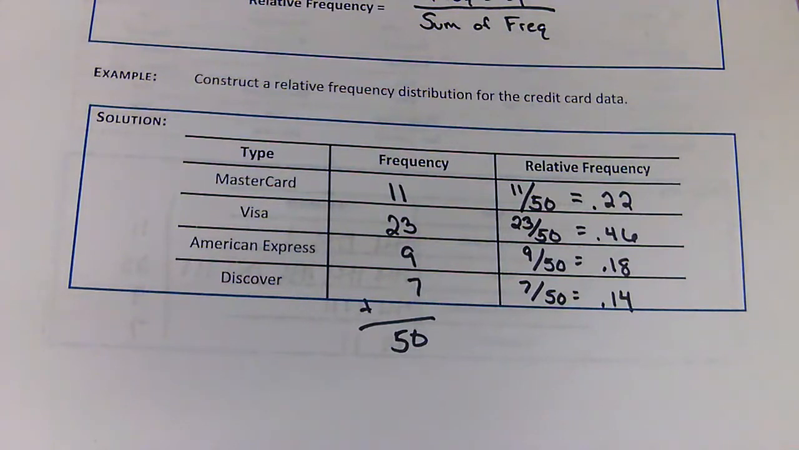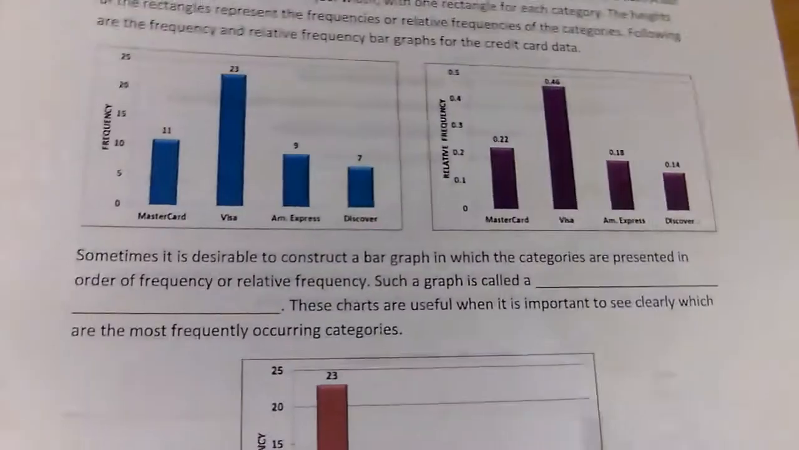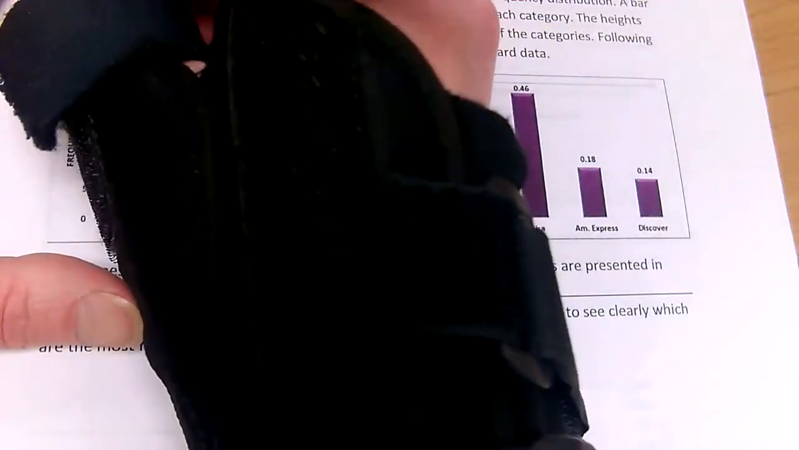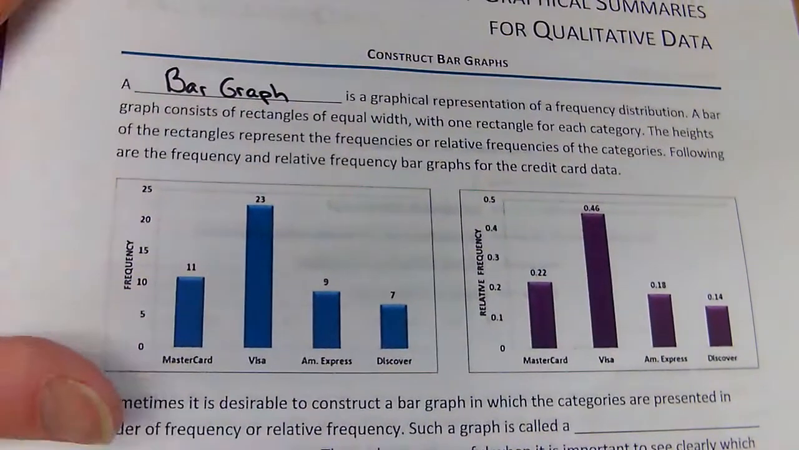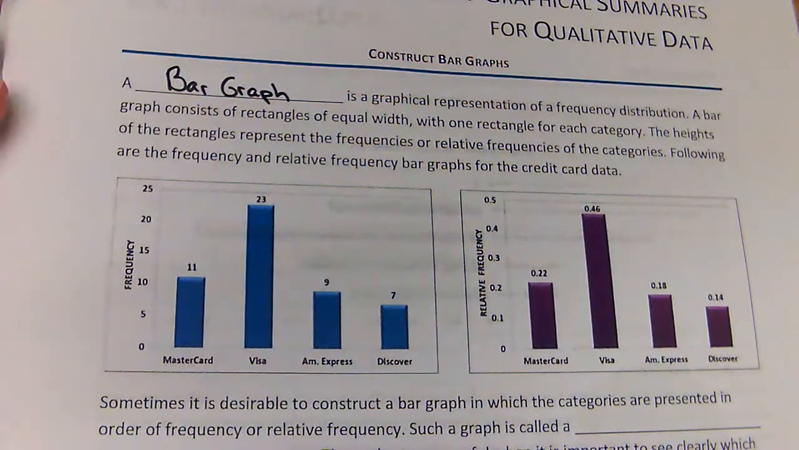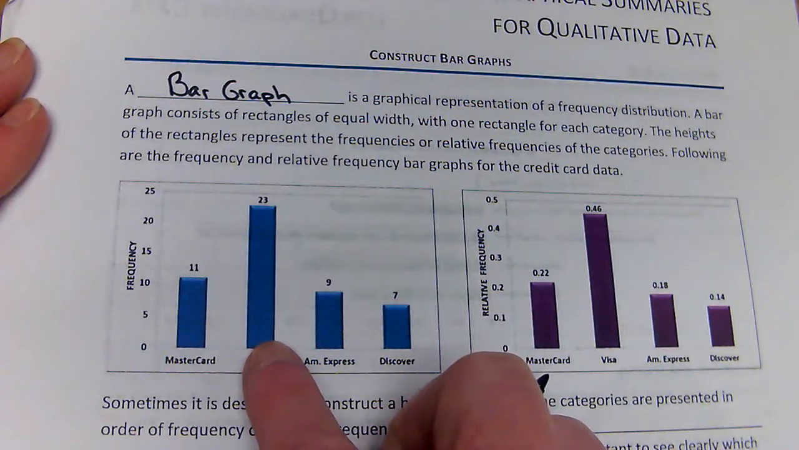Now, graphically, we can take this data and look at it. The first type is a bar graph. And there's some key features I want to point out about a bar graph. First off, it's a graphical representation, and we have rectangles of equal width. So these are the same width, and one rectangle for each category. The heights represent either the frequency or the relative frequency.